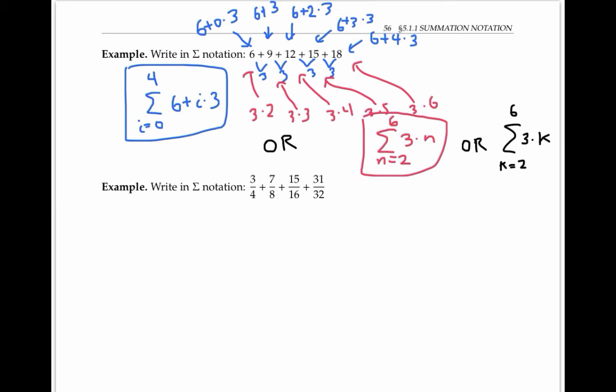Since the denominators are powers of 2, we could write the denominators as 2 to the I, where I ranges from 2 to 5. The numerators are 1 less than the denominators, so we can write the numerators as 2 to the I minus 1. Since we're adding these terms up, we write sigma, and we let I go from 2 to 5.